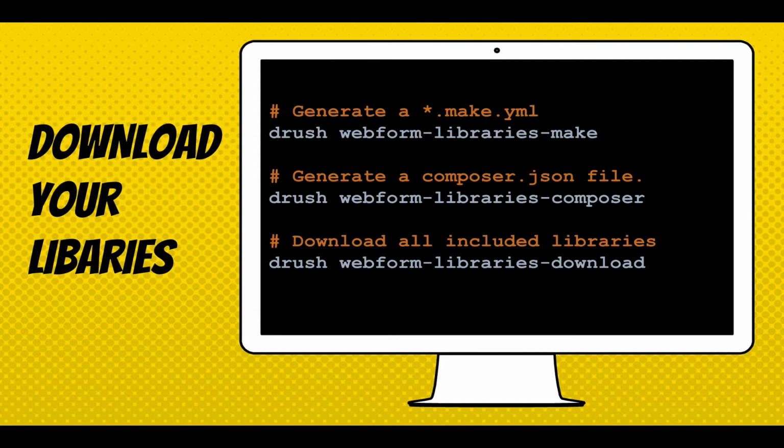Now, to download your libraries, you have to use drush, which is definitely the recommended way to do it. And there are 3 drush commands available to help you choose how you want to manage your libraries. You can run drush webform libraries make to generate a make file that you can include in your build process if you're using drush make. Similarly, you could run drush webform libraries composer, which will generate a composer JSON file that you would have to pull the require and repositories lists out of, and put them into your composer JSON file.